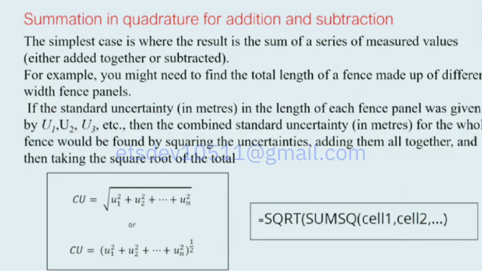In the Excel sheet, you can just type in equals square root sum SQ, and put whichever cell numbers you want, whether it is A1 or B1 or C1 or so on. So the computer or your laptop actually calculates this. Although we can use either subtraction or summation in this, most often we use only the root sum of squares.